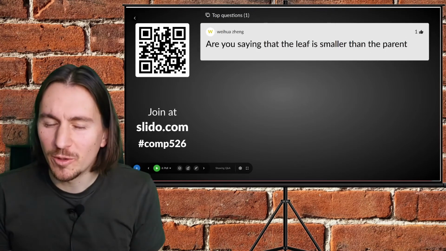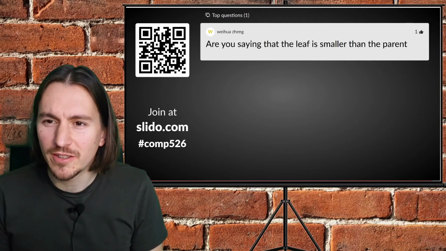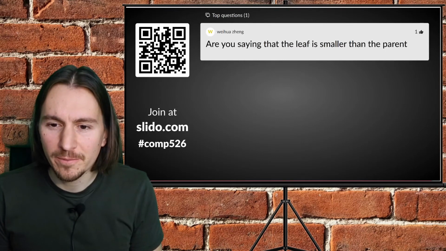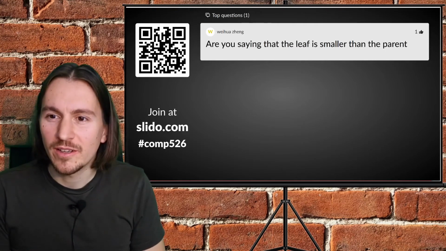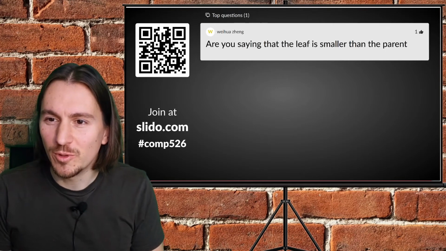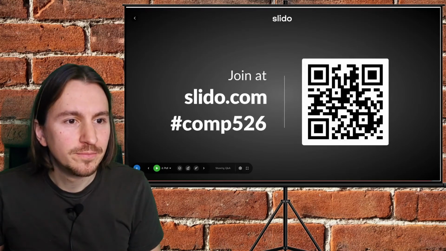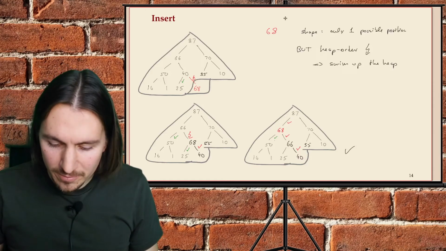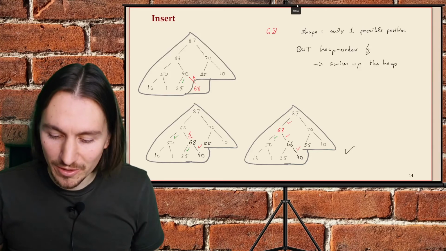Are you saying that the leaf is smaller than the parent? Yes, that's what I'm saying, except that leaf is a special case. Maybe this was the mistake from the slides. Any child is smaller than its parent. That's what I'm saying for the heap property. All right, that was insert. If you have questions about insert, put them in the Q&A.